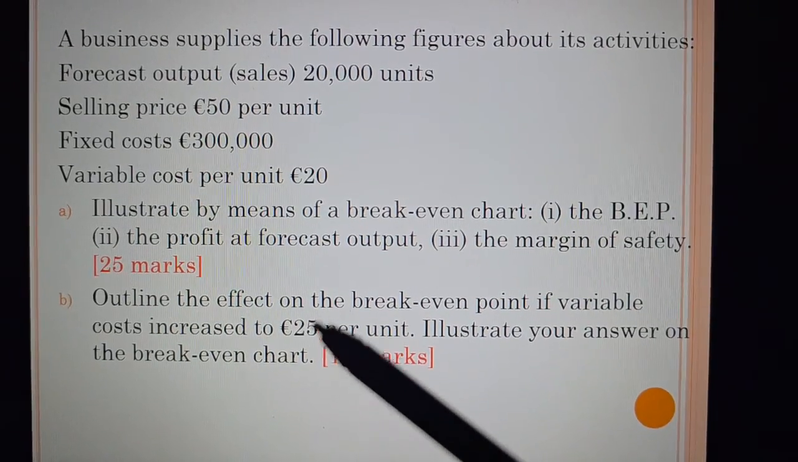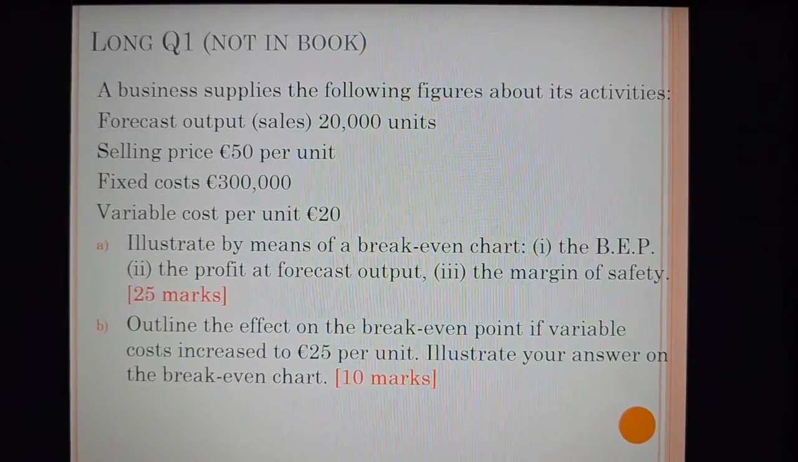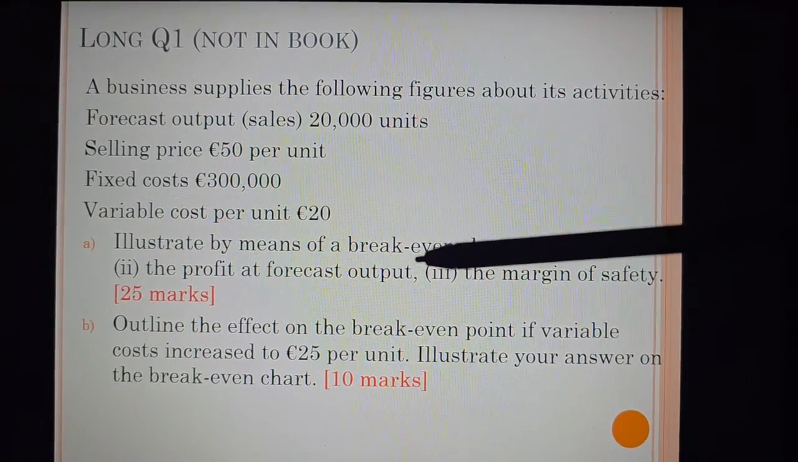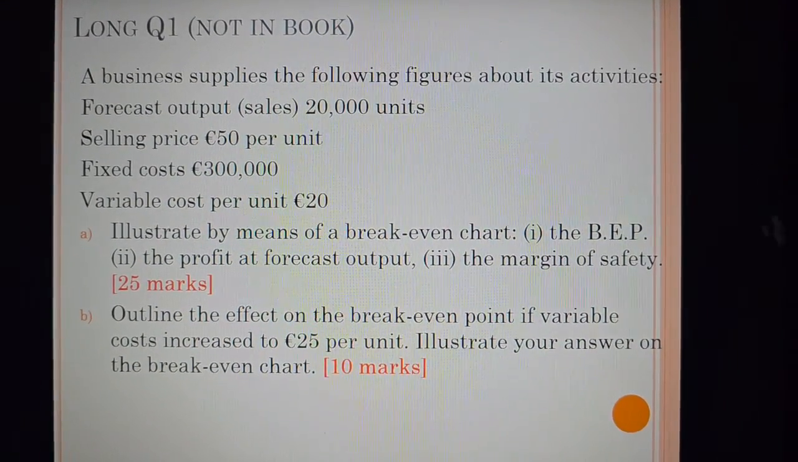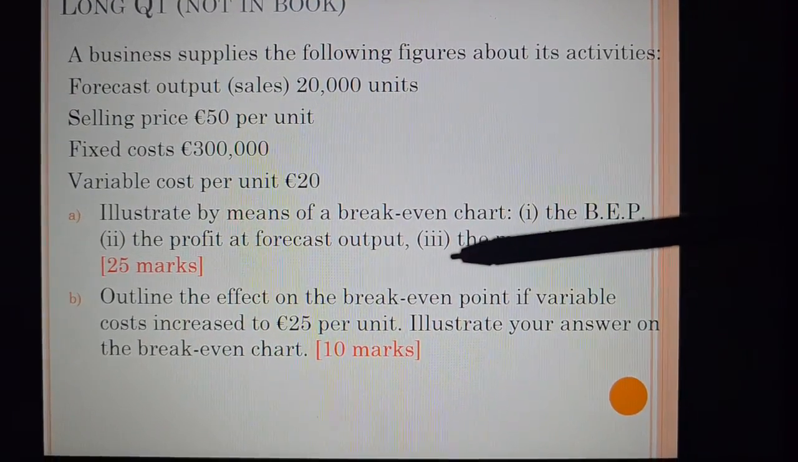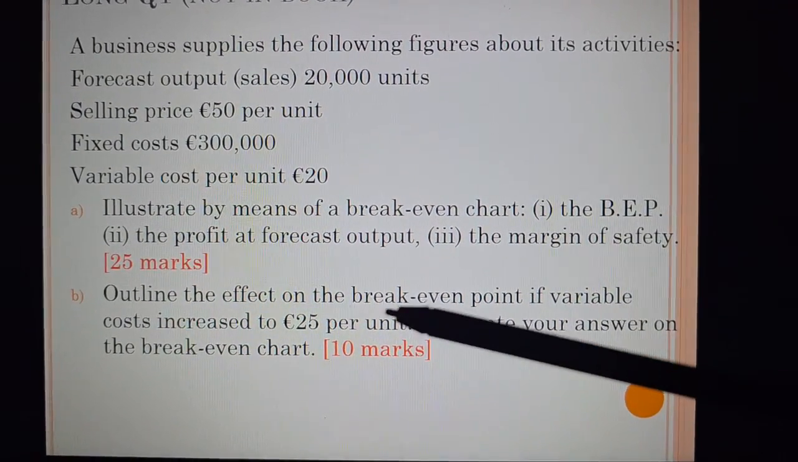Part B then, we have an adjustment. So what I want you to do is pause the video, go and answer part A first, draw your graph, come back and check the video for the solution to make sure you've drawn graph A correctly and you've done your calculations correctly before you attempt to do part B.